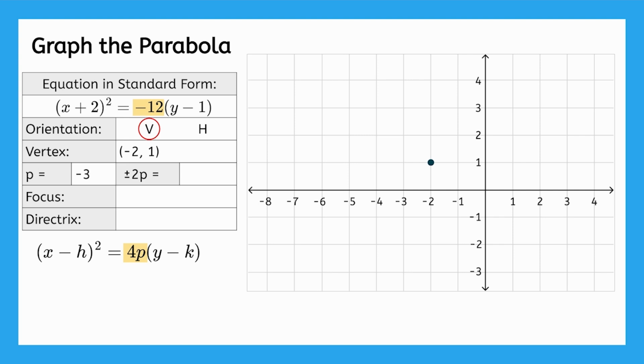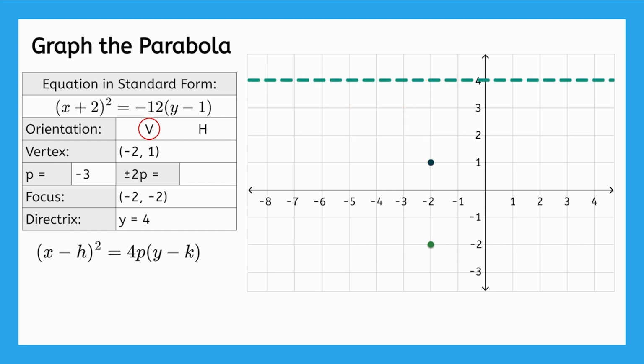p is -3, so we'll measure in the negative direction, which is 3 units down from the vertex to find the focus. Our focus is at (-2, -2). The directrix is the same distance in the opposite direction, so counting up 3 units from the vertex gives us a directrix at y = 4.